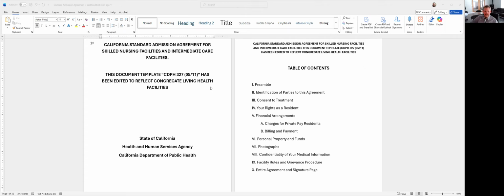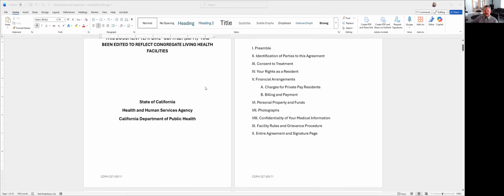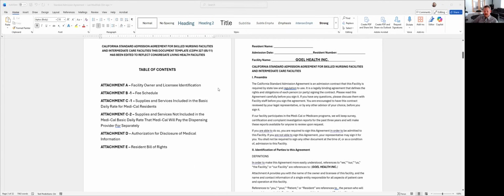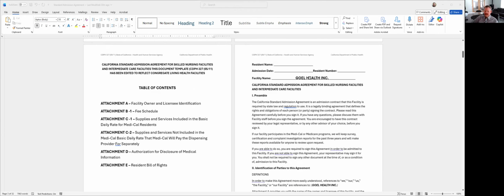We are not a SNF, we are not an LTAC, we are not a hospital. So there are certain things that just didn't pertain to this. We've made sure that this document reflects who we are and what we do. You'll note that there's a table of contents, which goes through the various attachments. You'll see that everything's filled out.